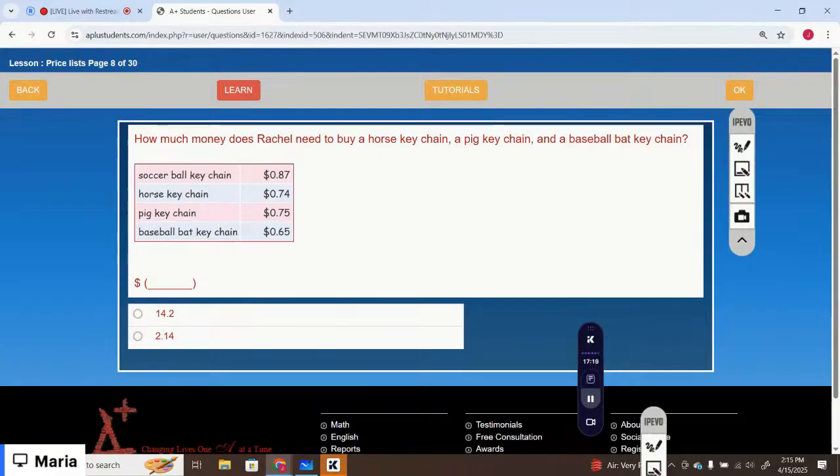How much money does Rachel need to buy a keychain, a big keychain, and a baseball keychain? So, which is the correct option? You can add and write the answer in the chat box.